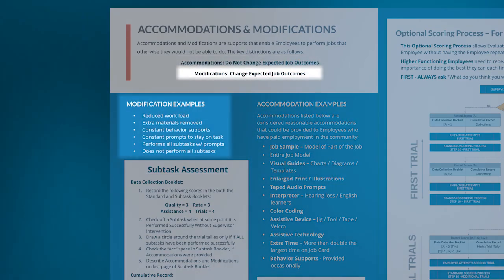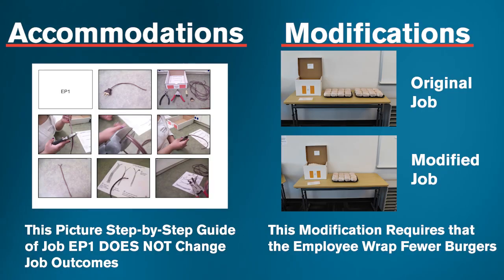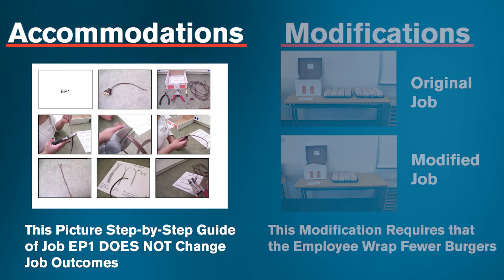Modifications, on the other hand, change expected job outcomes. Requiring fewer steps or less work are examples of modifications. It's important to distinguish between the two. While accommodations and modifications both help an employee complete a job, accommodations don't change job outcomes, while modifications do.